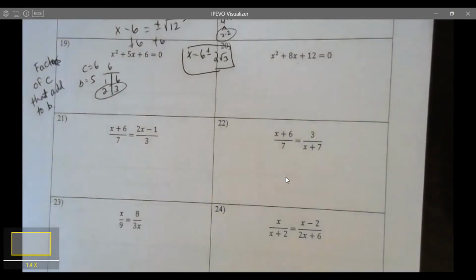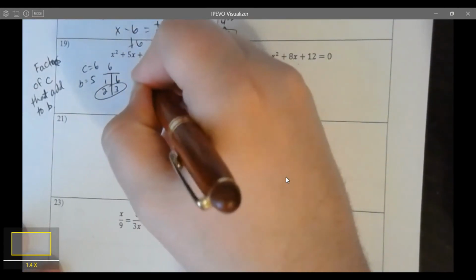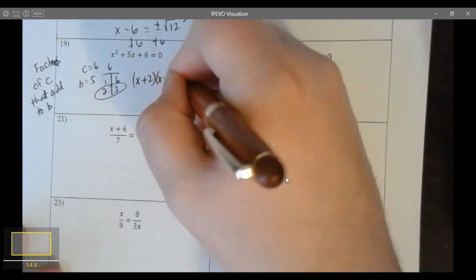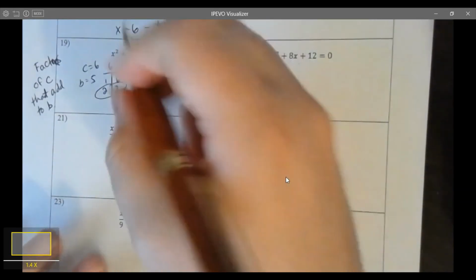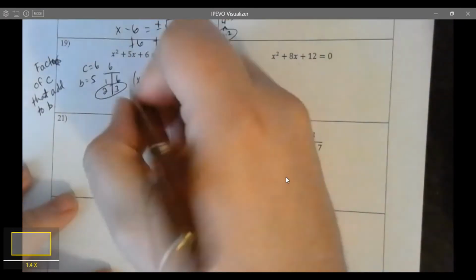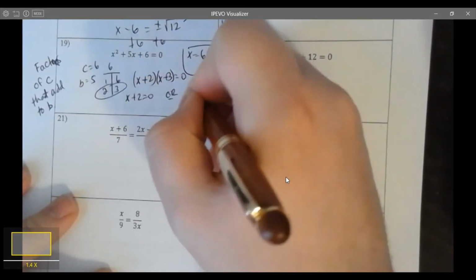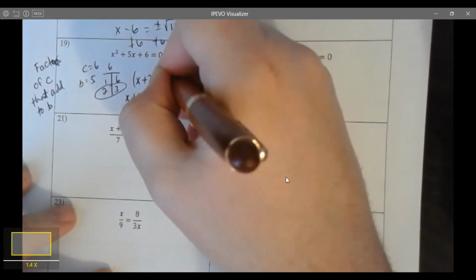So remember, to write that in factored form, you just put an x in front of each of these. So x plus 2, this is positive 2, and x plus 3, because the 3 is positive. So I have x plus 2 times x plus 3 equals 0. And then you take each of your factors and set each of your factors equal to 0. So we'll say x plus 2 equals 0, or x plus 3 equals 0. And sorry, this is a 3 in case you can't tell.